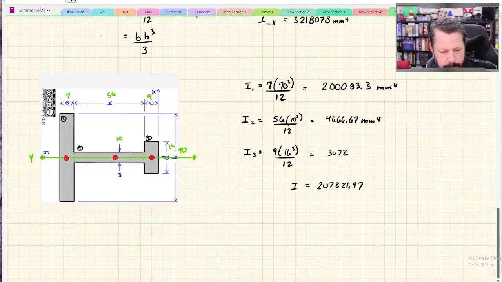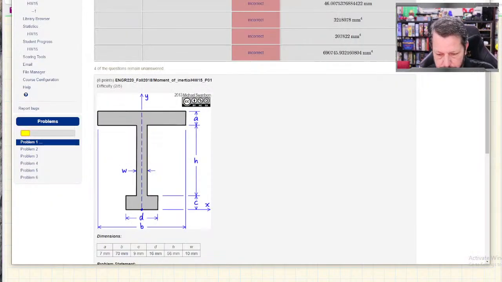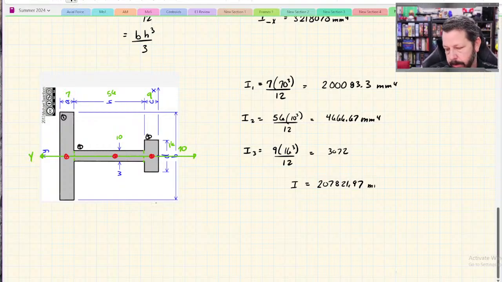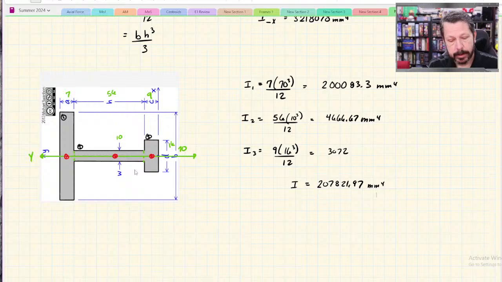$207,821.97, with most of that coming from part 1. And 207,822, yeah, if I just rounded, millimeters to the 4th. So, you know, it's probably not practical to actually rotate the picture on an exam for sure, but that might help when you're doing one of these, and if I've asked for the moment of inertia about some other axis than the one you're used to using, that might help.